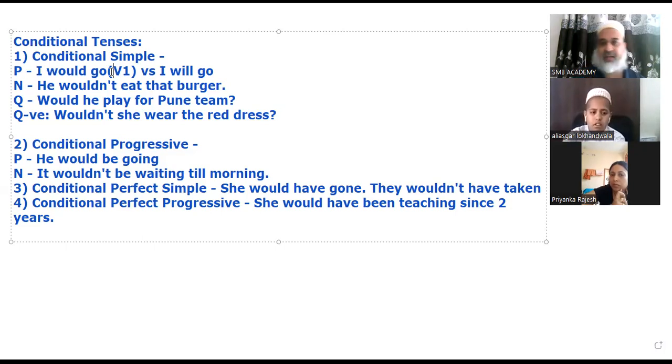It's not 100%, right? 50%. Because we are writing would. Now next, negative sentence: He wouldn't eat that burger.